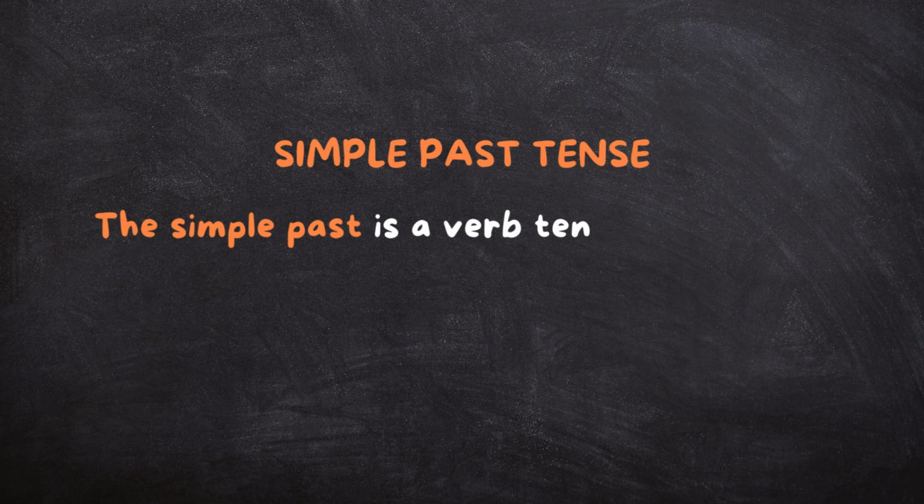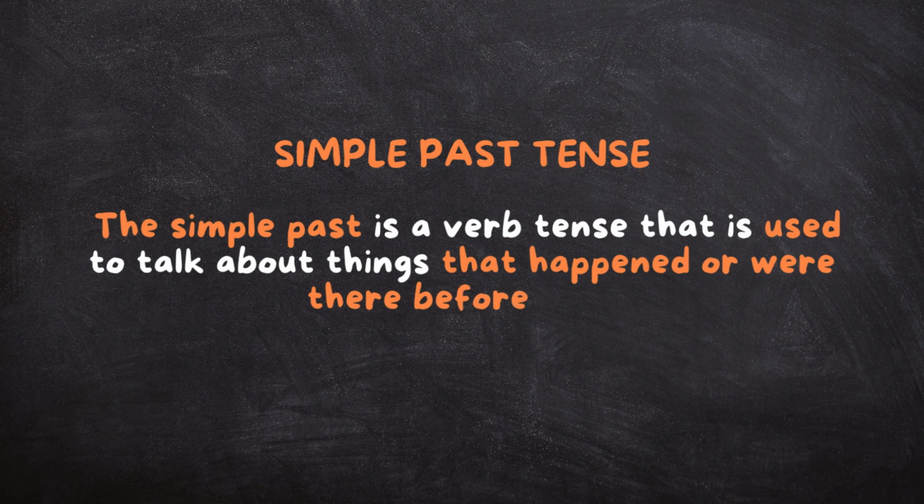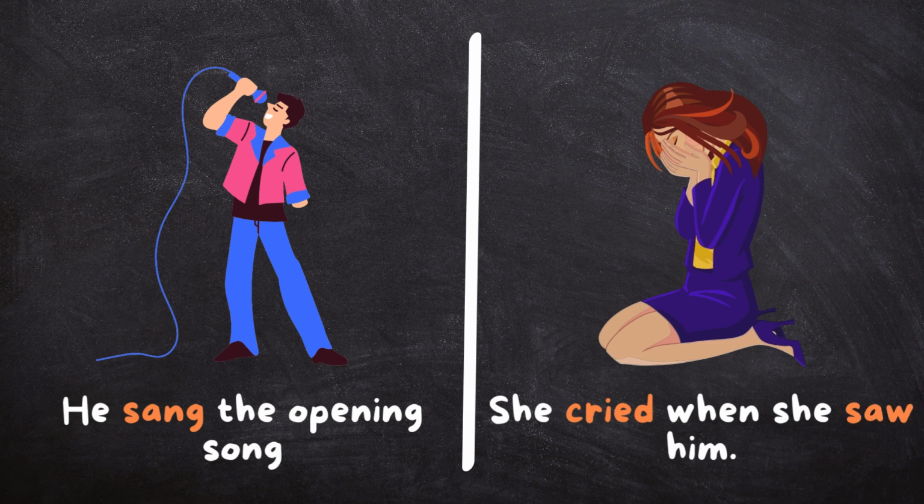The simple past tense is a verb tense that is used to talk about things that happened or were there before now. Examples of verbs that are used in the past tense are, he sang the opening song. She cried when she saw him. In these examples, we are told what happened before now. So we are told that the opening song, he sang it, happened before now. And then we are told what happened when she saw him before now, that is, she cried. Now, let's see how we can make the past tense of verbs.